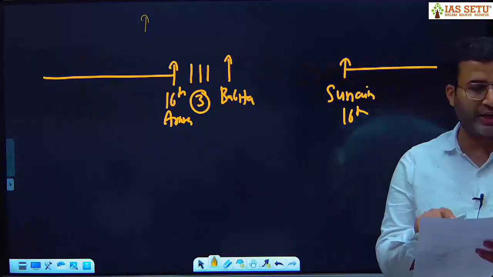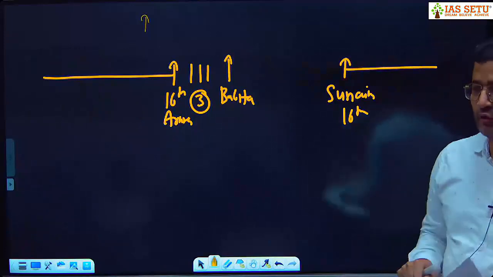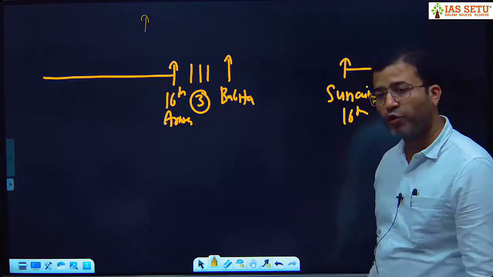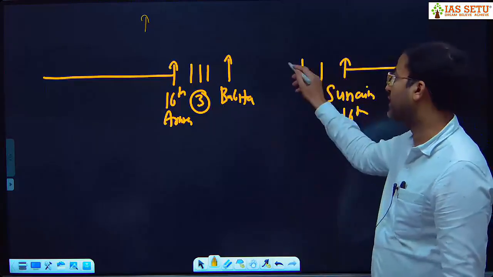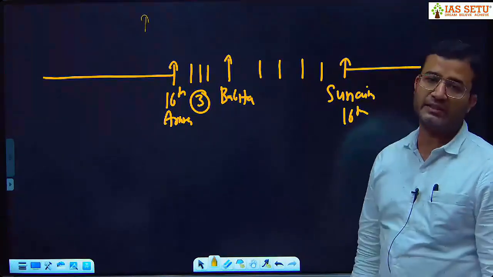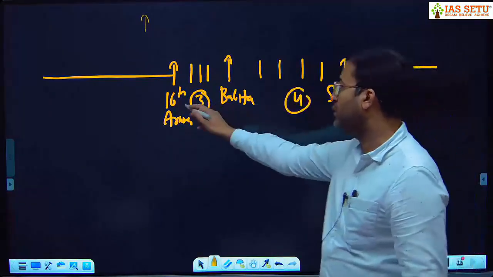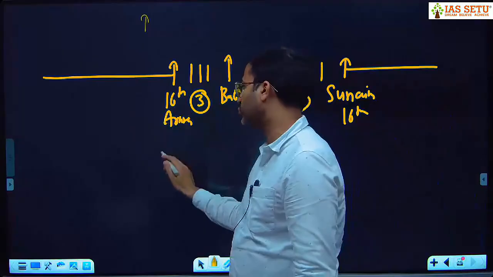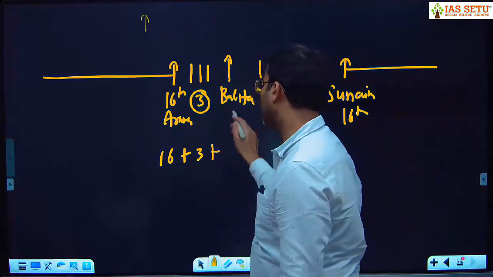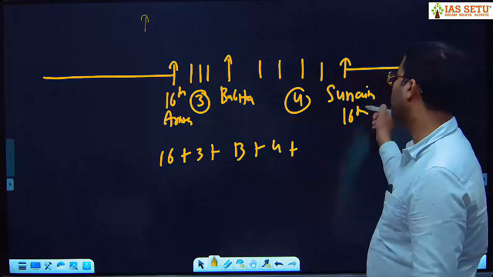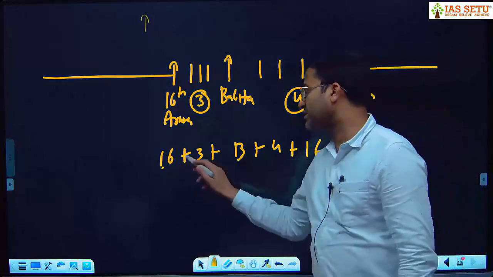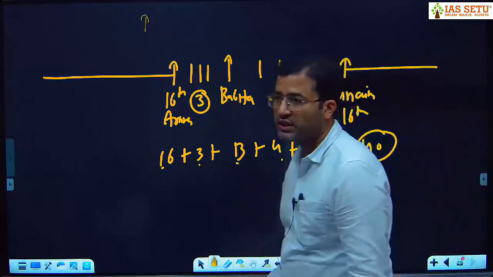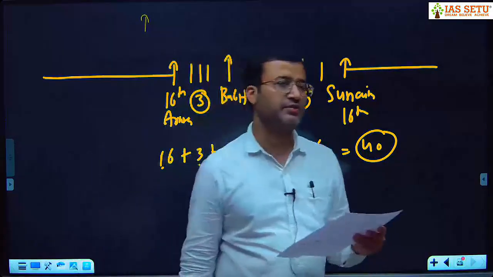Babita, who is 4 to the right of Aruna, is 5th to the left of Sunaina. So Babita is 5th to the left of Sunaina as well. It means, can we say there are 4 girls between Sunaina and Babita? First, second, third, fourth, fifth is Babita herself. So now you can count here, including Aruna 16. Yeah, excluding Aruna, it's up to you. I take including Aruna 16 plus 3 plus Babita plus 4, including Sunaina here are 16. 16 plus 3, 19, 20, 24 plus 16, 40. How many total girls are there in the row in question number 7? Answer is 40.